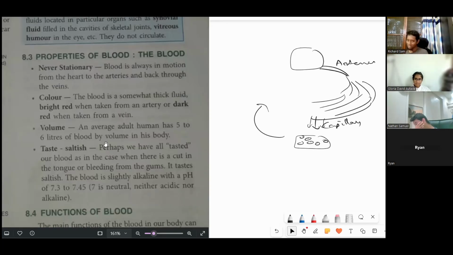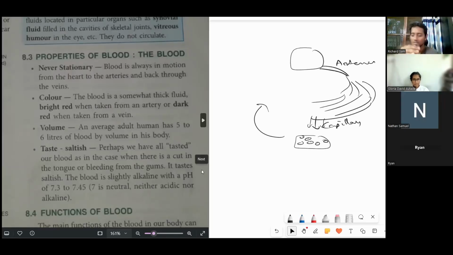What's the taste of blood? Have you tasted blood? Yeah, if you get a cut in your mouth, that's the time you taste blood. It is salty. It tastes bloody. So what taste is bloody taste is the question. Okay, it is salty. Yeah. Okay, what is the pH of the blood? In acids, bases, salts, we learned about the pH scale. What is the pH of normal water, like neutral water? 7. Okay, anything above 7, 7 to 14, what happens? Becomes?